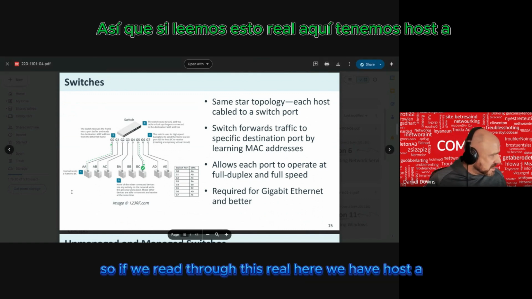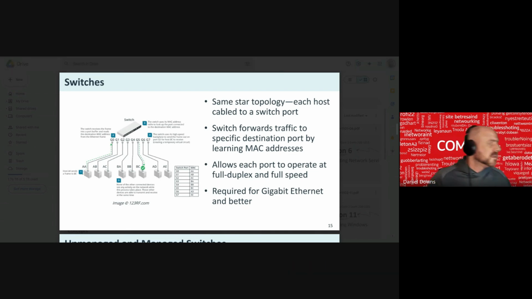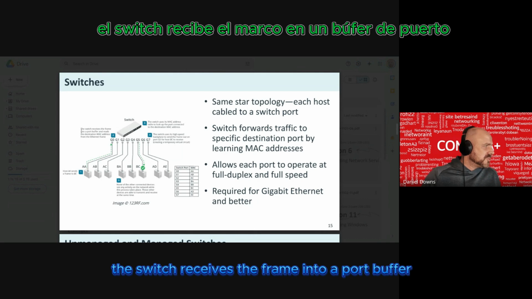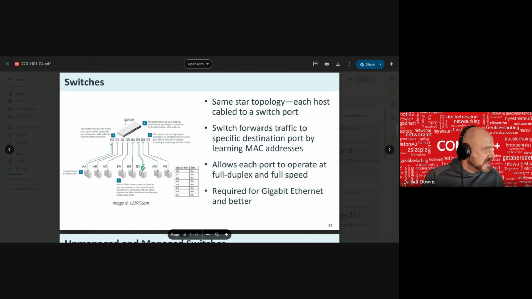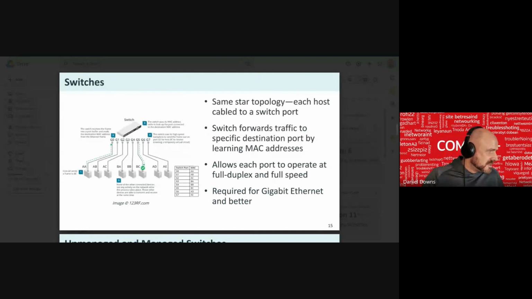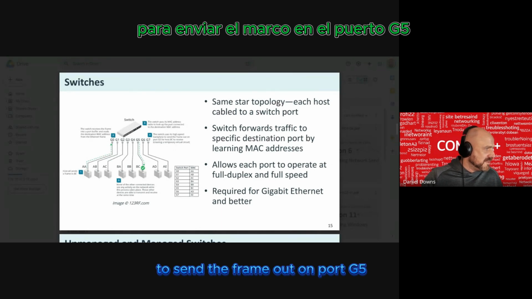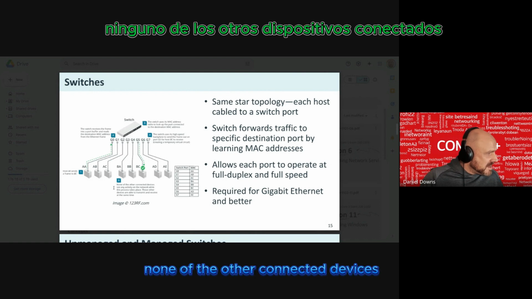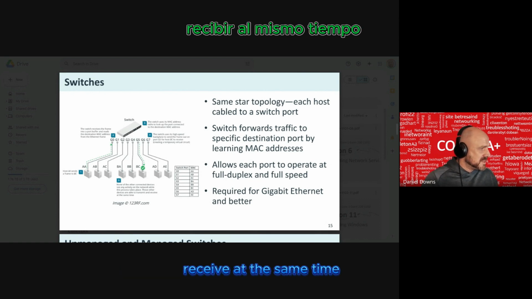So if we read through this here, we have host AA sends a frame to BC. All right, AA to BC. AA here, and then you see BC here. All right, the switch receives the frame into a port buffer and reads the destination MAC address from the Ethernet frame. The switch uses its MAC address table to look up the port connected to the destination MAC address. The switch uses its high-speed backplane to send the frame out on port G5 for host BC to receive, creating a temporary virtual circuit. None of the other connected devices see any activity on the network while this process takes place. Those other devices are able to transmit and receive at the same time.